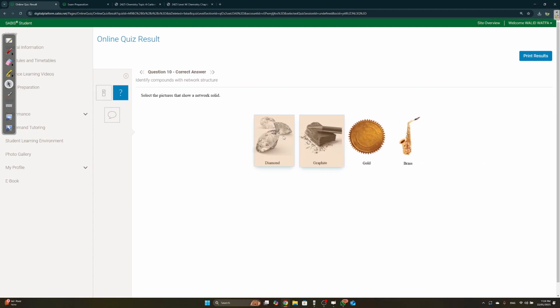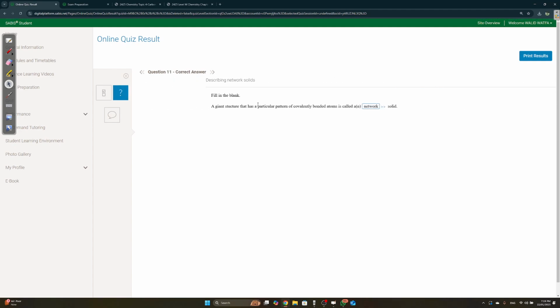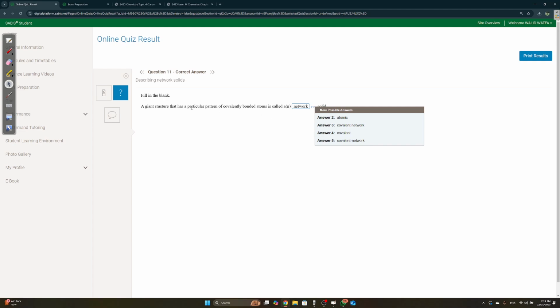Question 10. Select the pictures that show a network solid. Of course, it's diamond and graphite, not gold and brass. Not any carbon-containing compound. It was diamond, graphite, Buckminster fullerene, and silicon dioxide. A giant structure that has a particular pattern of covalently bonded atoms is called a network solid. So when you see giant structure, it's network solid.